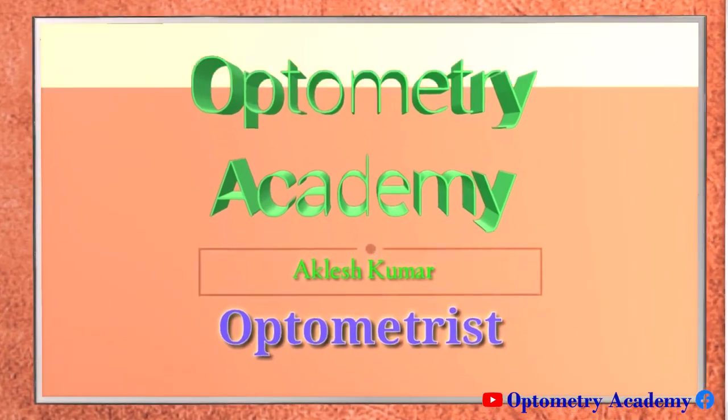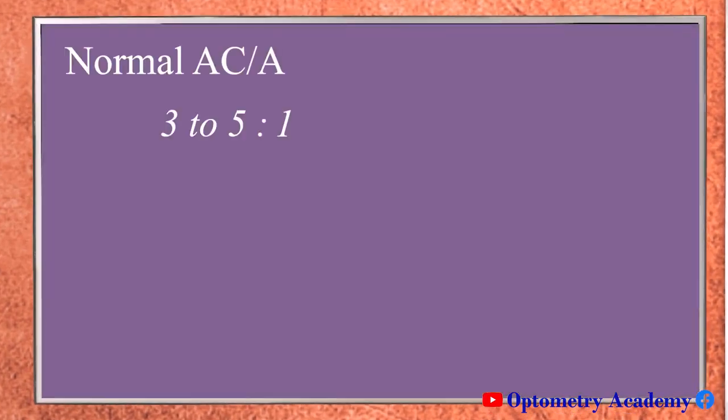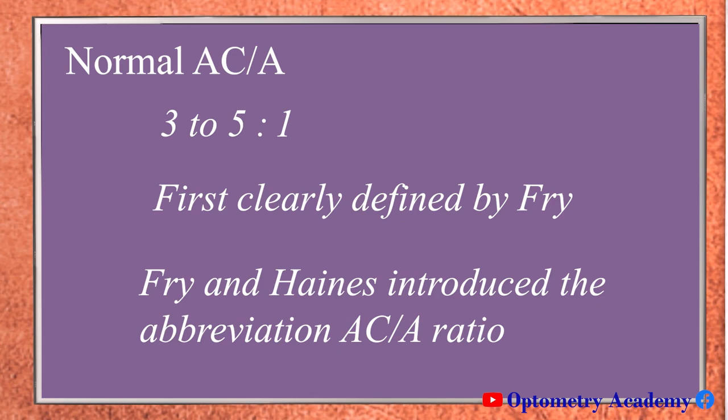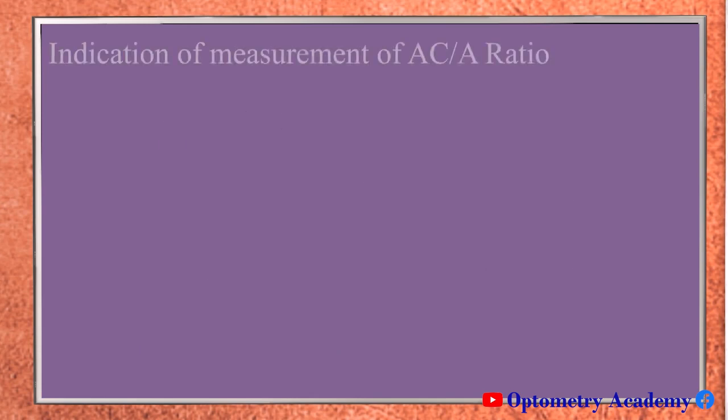Normal AC by A ratio. The normal AC by A ratio is about 3 to 5 prism diopters for 1 diopter of accommodation. The concept of AC by A ratio was first clearly defined by Fry, who later with Haynes introduced the abbreviation AC by A ratio.